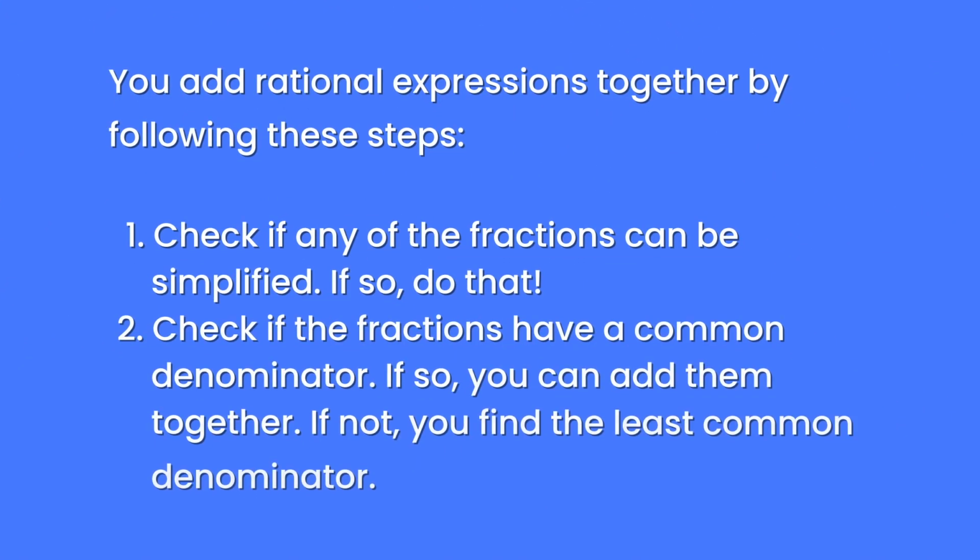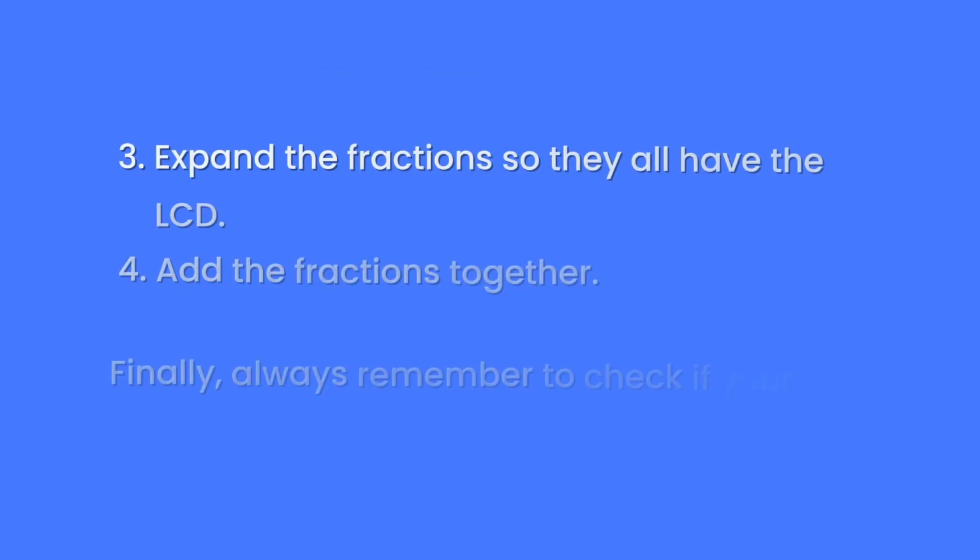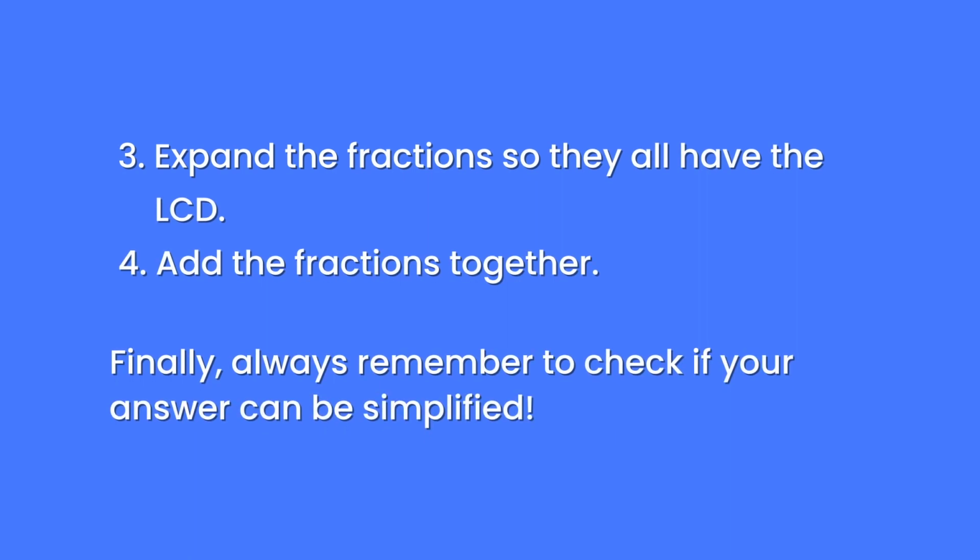You add rational expressions together by following these steps. 1. Check if any of the fractions can be simplified. If so, do that. 2. Check if the fractions have a common denominator. If so, you can add them together. If not, you find the least common denominator. 3. Expand the fractions so they all have the LCD. 4. Add the fractions together. Finally, always remember to check if your answer can be simplified.